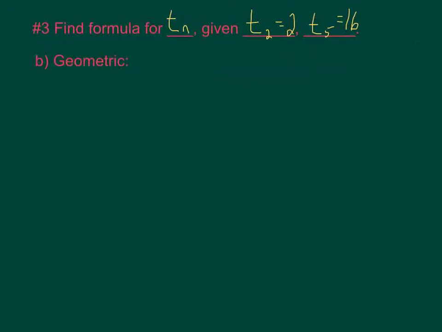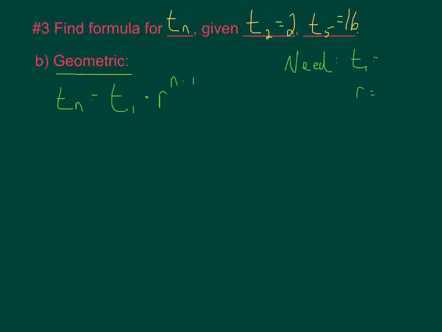Now what if I give you the same information, but instead of the sequence being arithmetic, it's now geometric? So the sequence needs to take on this formula now: first term times r to the n minus 1 power. Again, you need two things. You need T1 and you need r. And we don't have either.